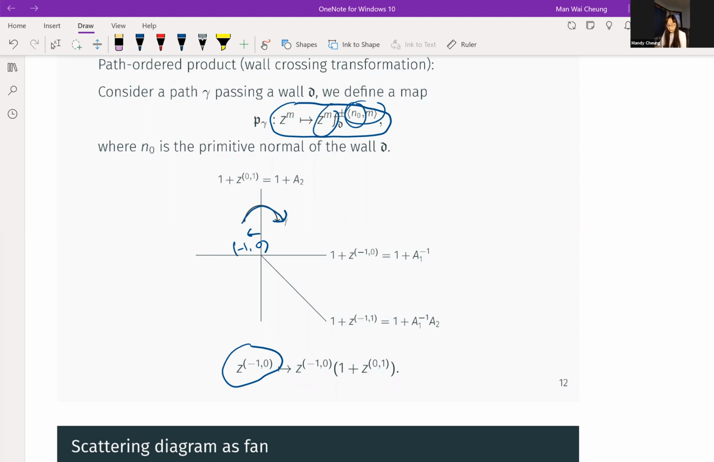I'm not sure if there are cluster people here, but we can expand this formula. It will be just 1 plus A2 divided by X1. And one can see that this is actually the cluster exchange relation.